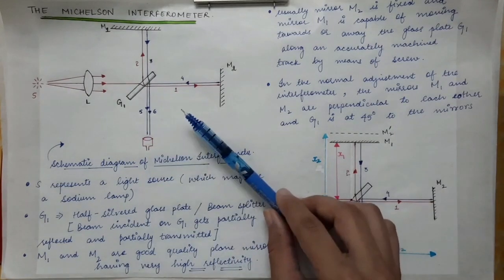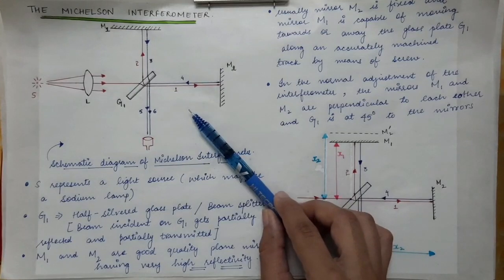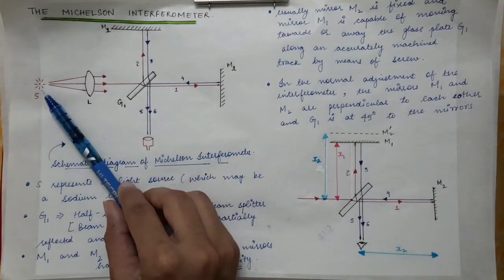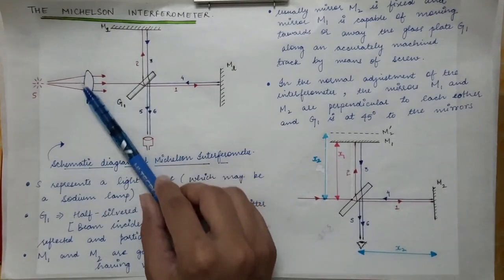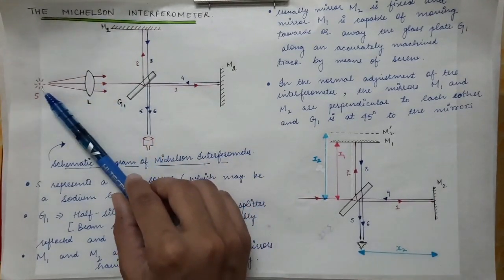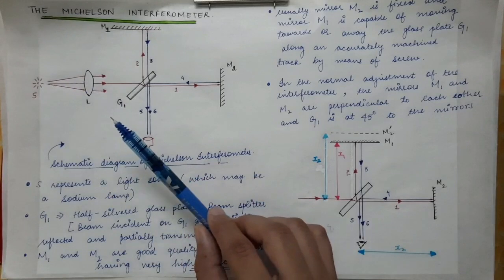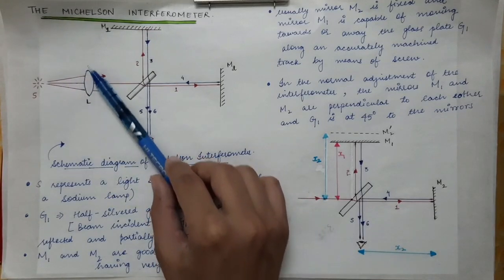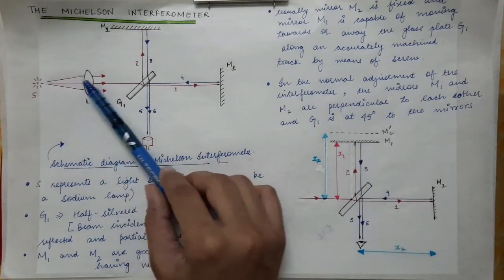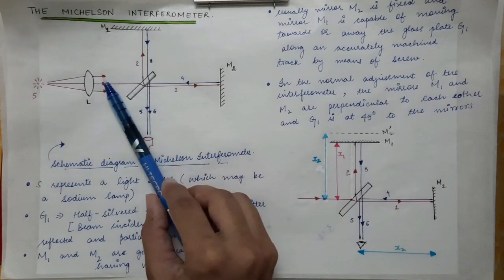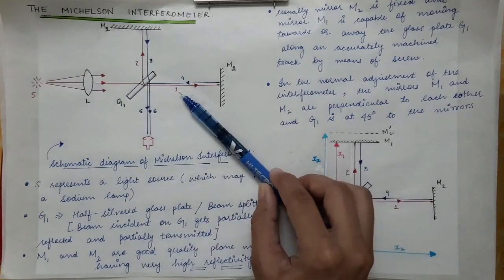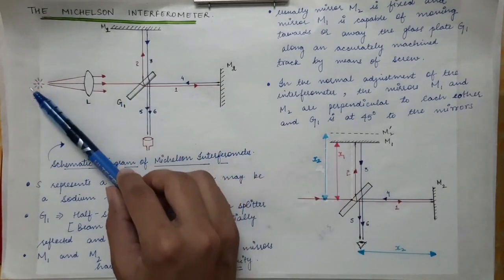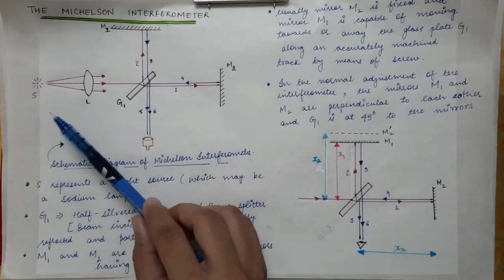This is the schematic diagram of Michelson's interferometer. Here is a source which is extended using a lens. So this point source is converted into an extended source using a lens. Now the light from this source is shown coming out as parallel beams, but this source is not kept at the focus.